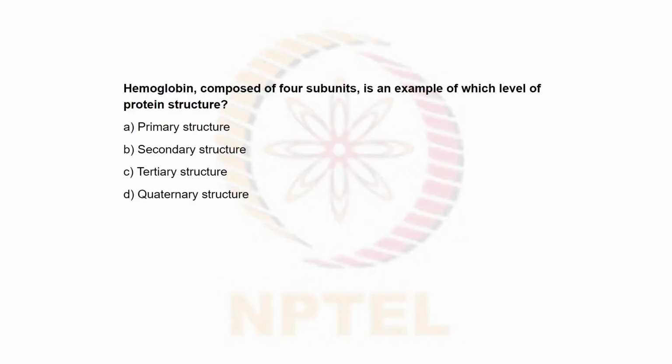So hemoglobin, which we discussed as an example in our first slide. Hemoglobin composed of 4 subunits is an example of which level of protein structure?